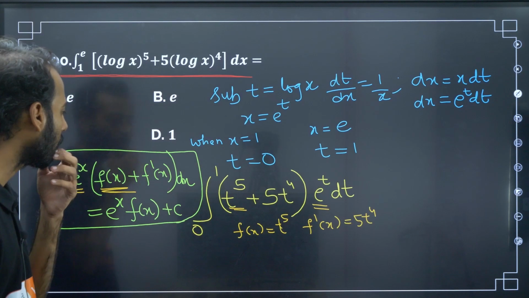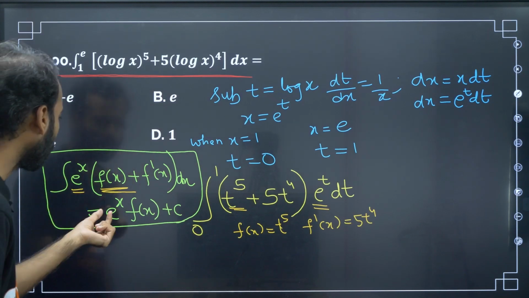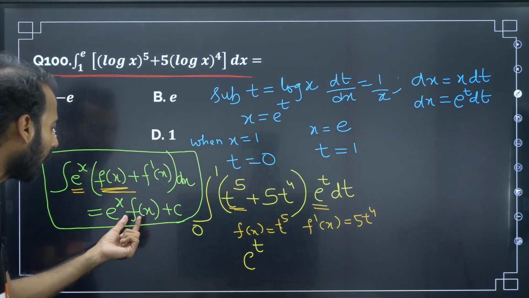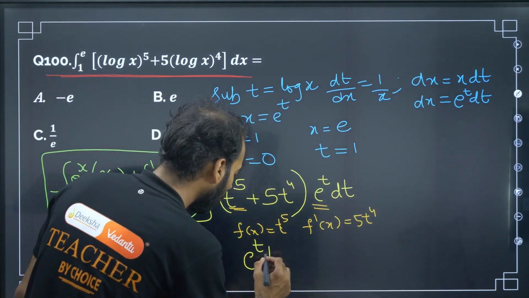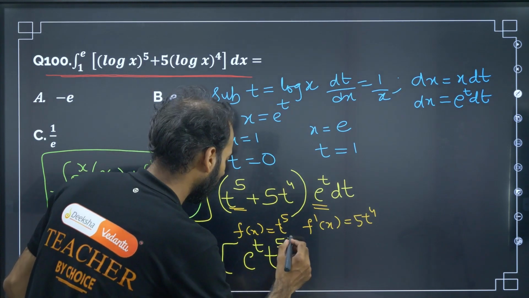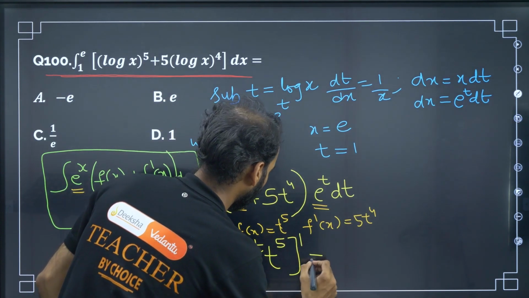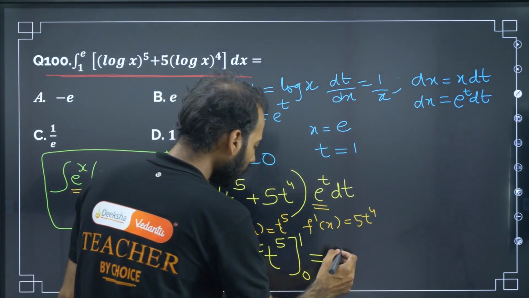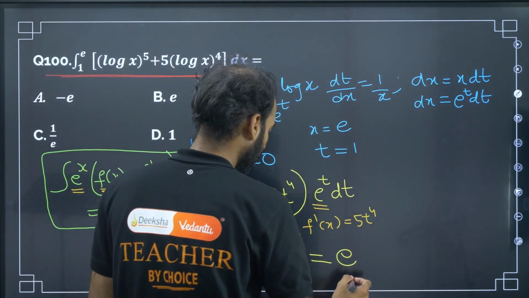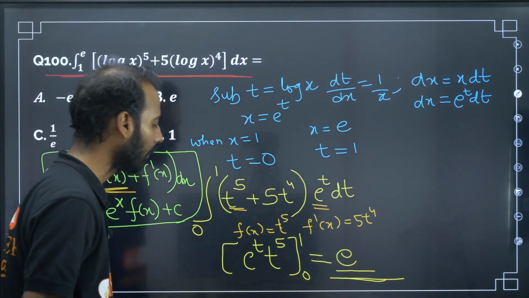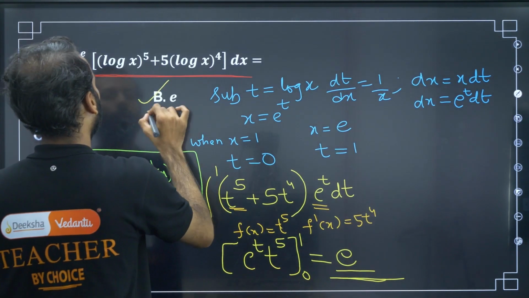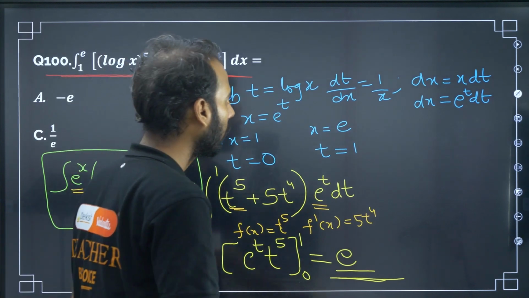Now see how the story goes. Here we have e raised to t, and in place of f of x we have t raised to 5, from 0 to 1. So it is e times t raised to 5 minus 0. If I substitute the lower limit 0, we get 0. So the answer is e. Is there any option E? B is the answer. Moving on to the next question.